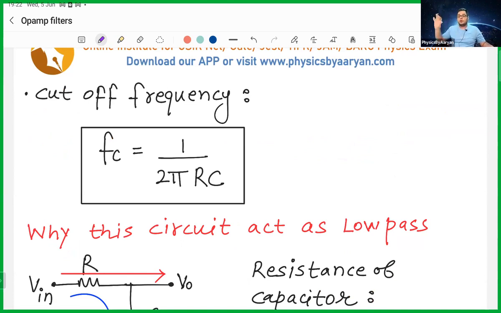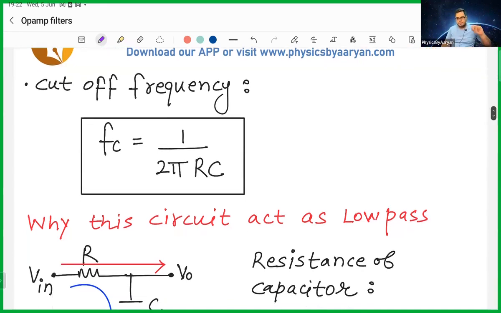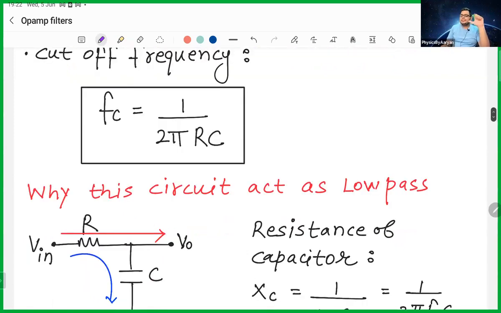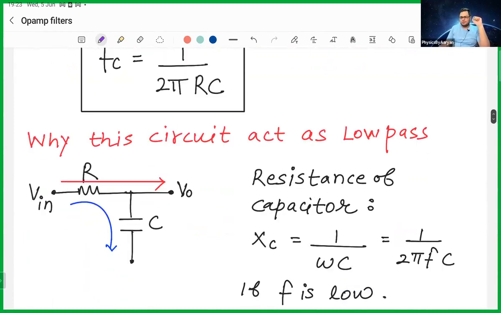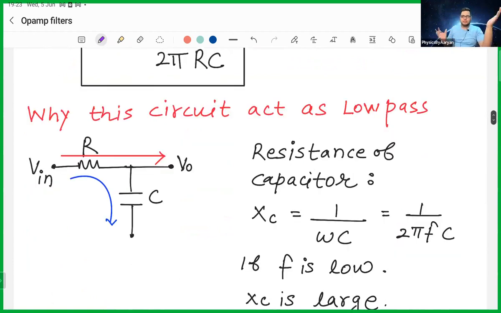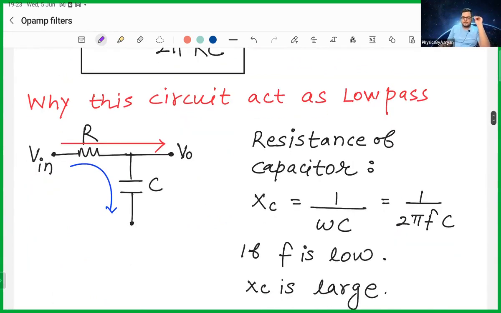I remember during my PhD time, I watched at least one complete lecture series on filters alone. It is a very new territory, so don't enter into it. Whatever CSIR NET is asking, we will just do that. So the cutoff frequency is given by 1 by 2 pi RC. Something I want to give you is a feeling for why this acts as a low pass filter, because this question can be asked in an interview.